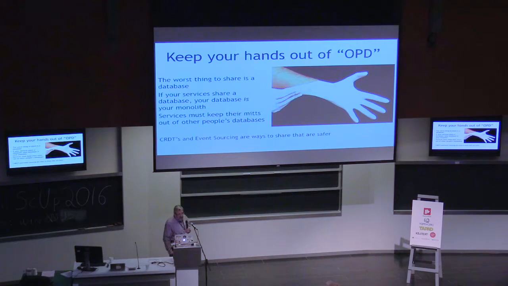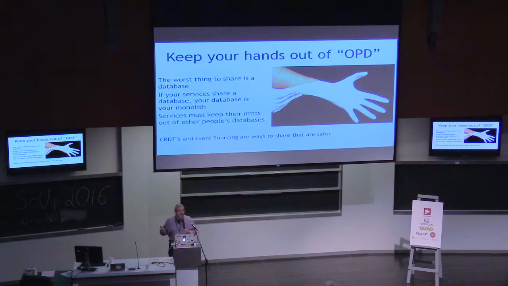Now, I mentioned this briefly before, but this is again a mantra I repeat a lot at customers: the idea of keeping your hands out of OPD, other people's databases, I call it. In other words, never snap on the big blue glove and reach into somebody else's database to grab data. That should be as impolite as it sounds. The worst thing to share is a database or any form of storage. So what you're really doing is making the slowest part of my system up to 1,000 times slower than inter-process communication, the thing that I'll communicate with. That's generally a bad idea from a scalability point of view.